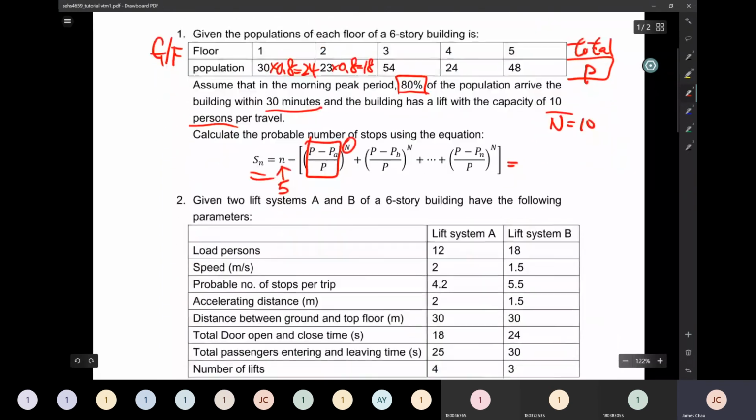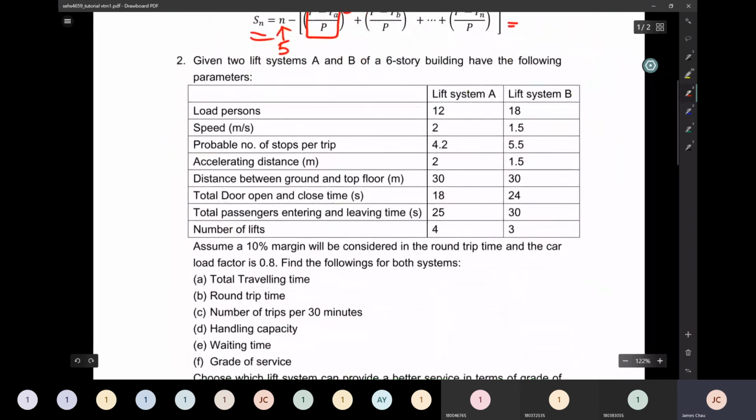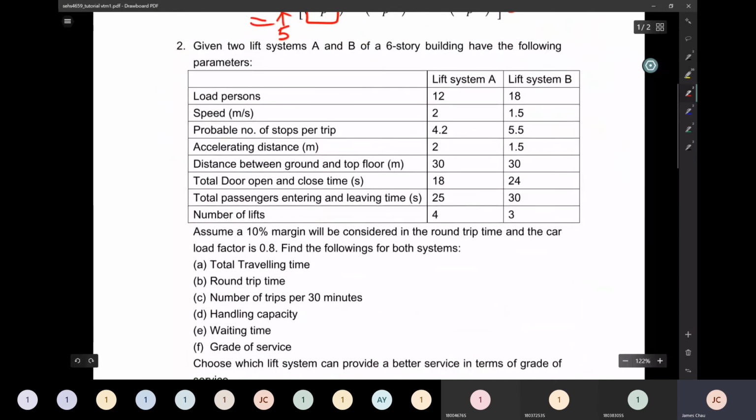Now for question 2, we are given 2 lift systems, A and B, for the 6-story building. We have the parameters listed out here. Now we have the rated load, 12 and 18, speed 2 and 1.5, and probable number of stops 4.2 and 5.5.